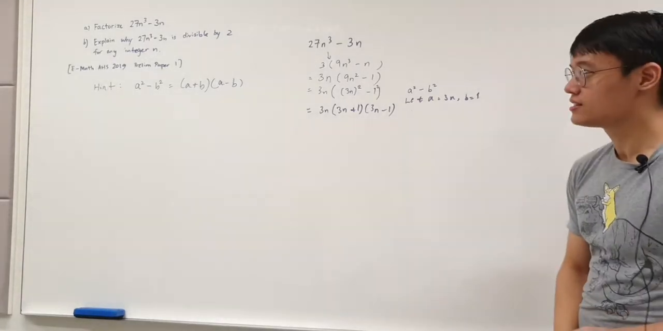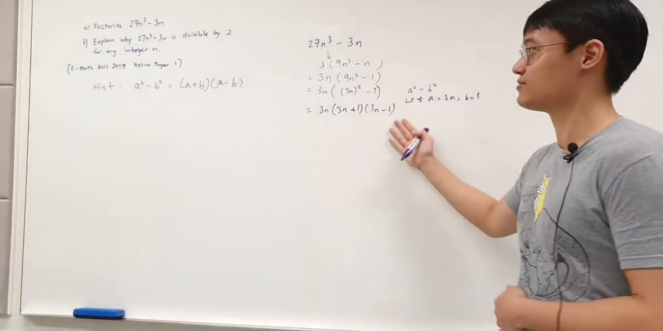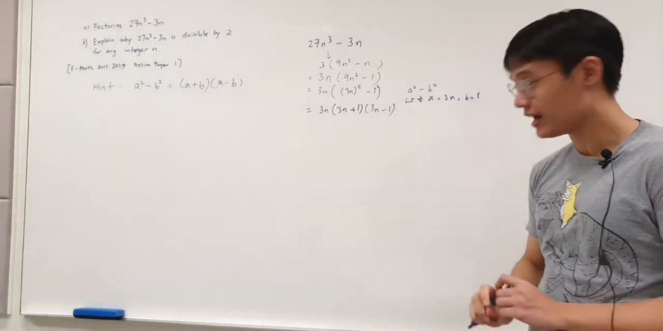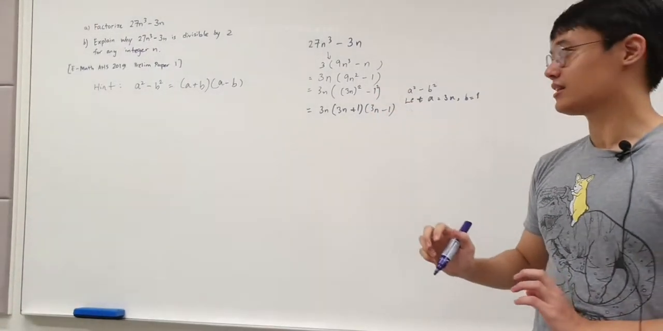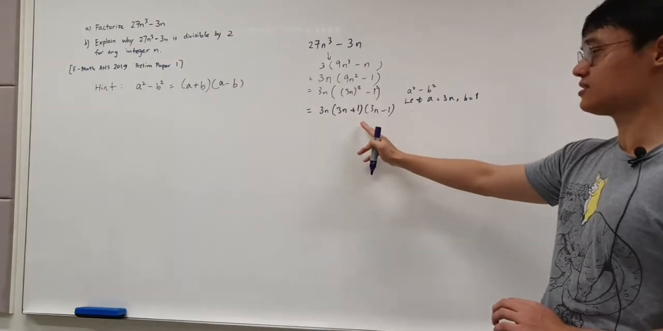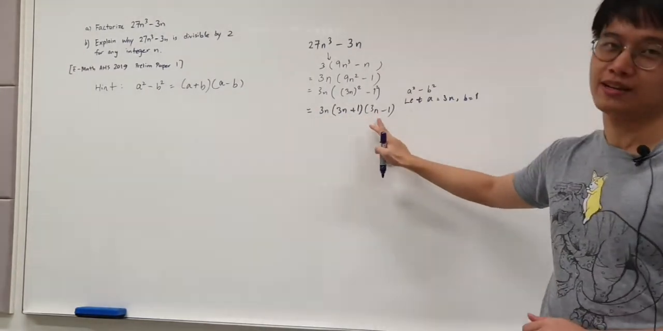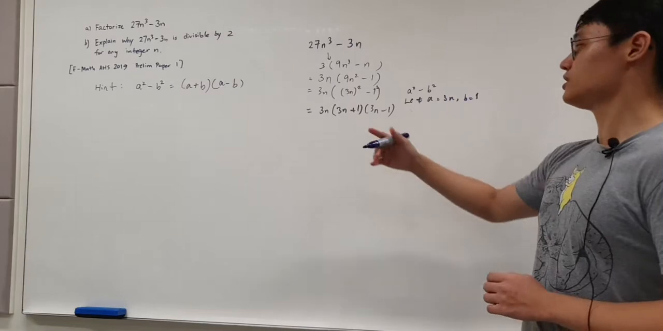And there you have it. This is the completely factorized version of 27n cubed minus 3n. Why is it completely factorized? Because there's nothing else you can do to 3n plus 1 and 3n minus 1. So this is our final answer.